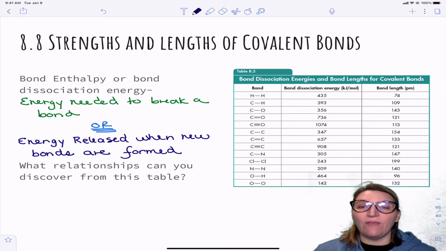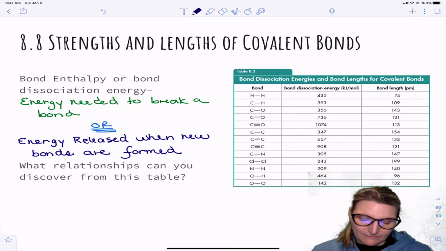Remember that a covalent bond fulfills each other's octet. The negative electrons of one are attracted to the positive nucleus of the other, so that releases energy. Those atoms are more stable when they are bonded together.